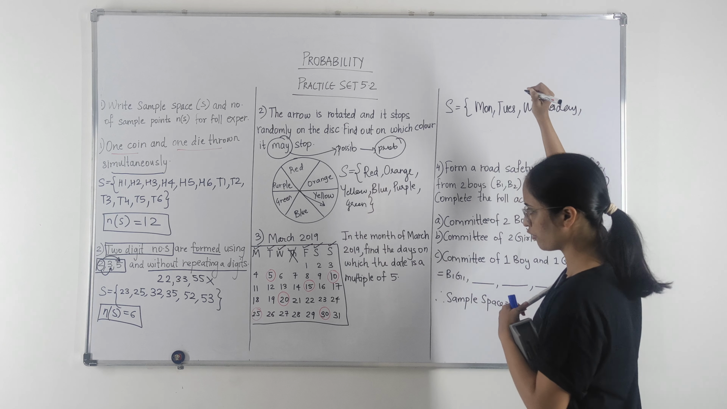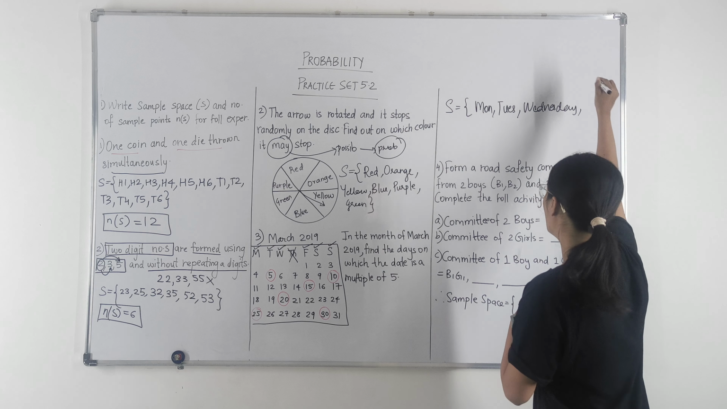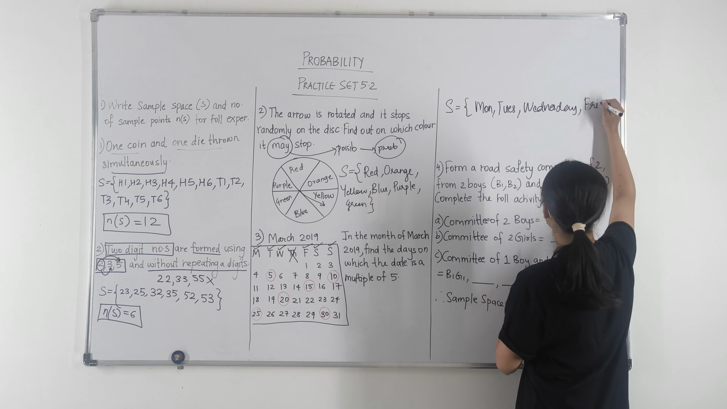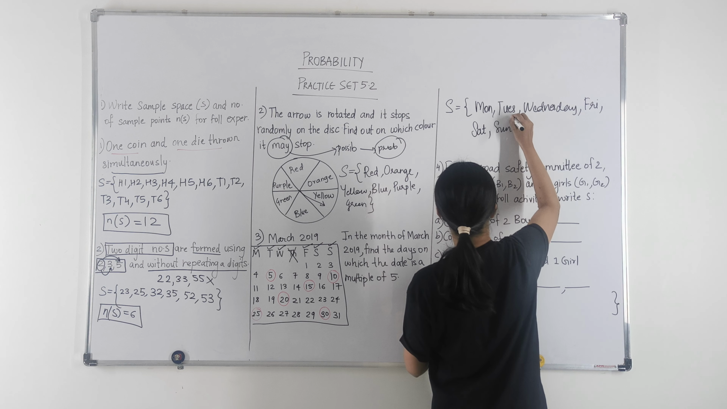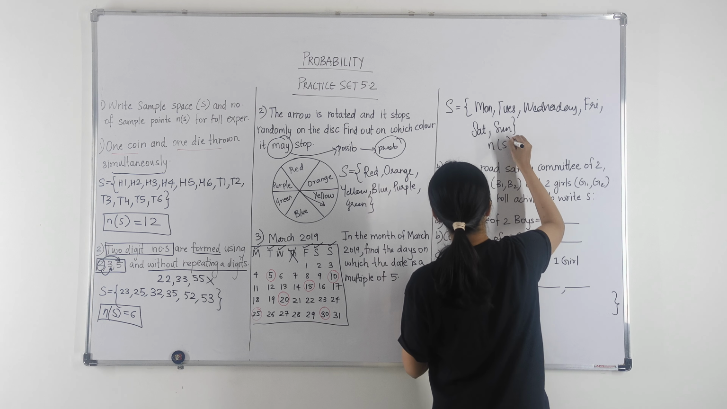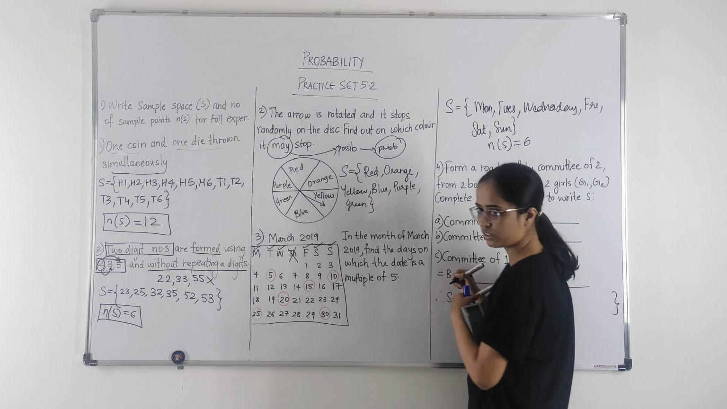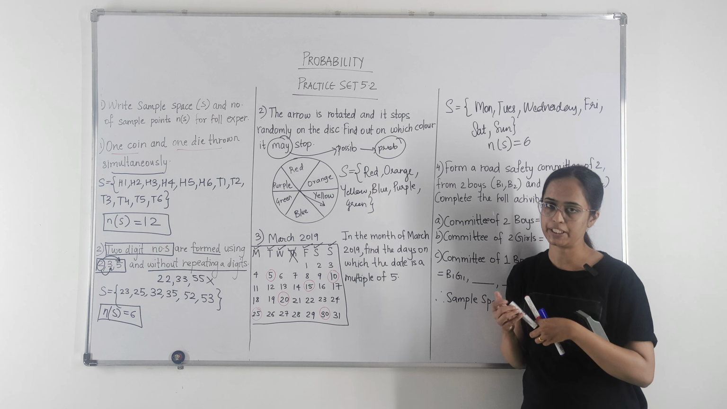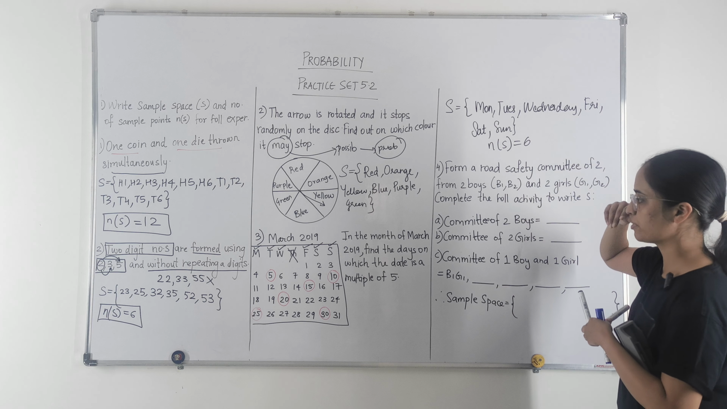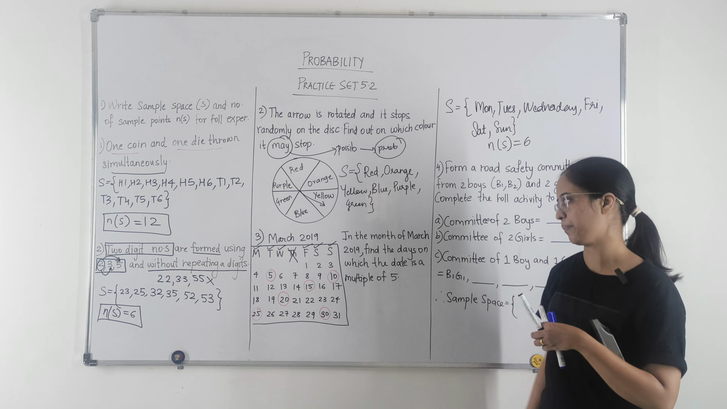Is Thursday part of your sample space? No. Friday, Saturday and Sunday. And N of S in this case is 6 and not 7, because on Thursday no multiple of 5 comes. So this is the sample space for the given experiment.